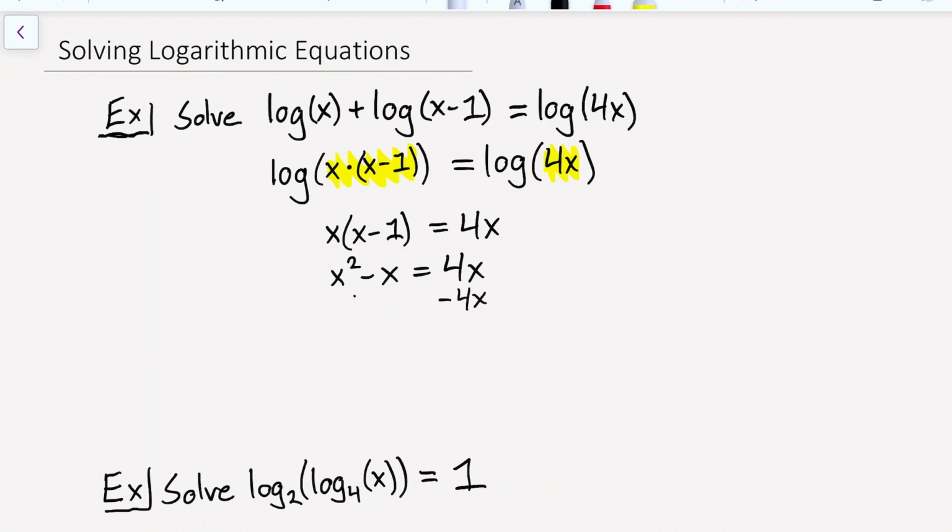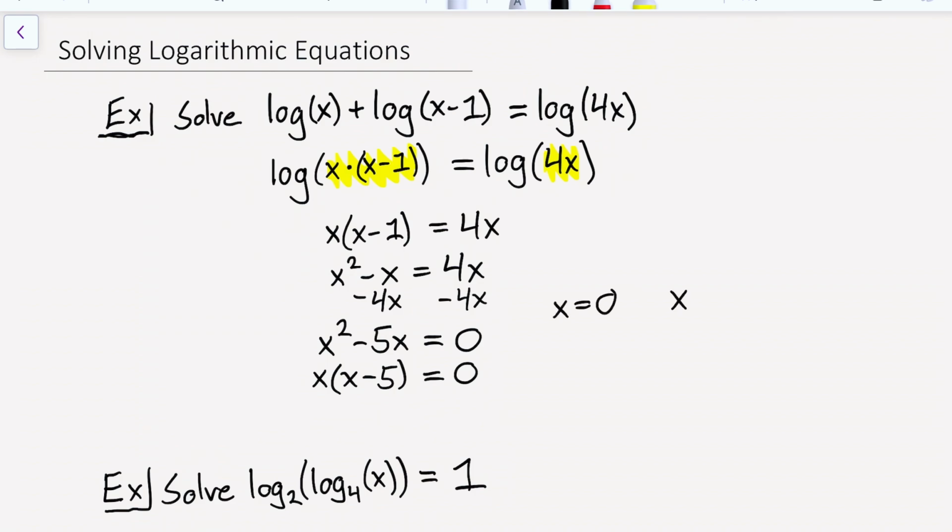If I subtract 4x from both sides, I get x squared minus 5x equals 0. Solving this by factoring, we get two possible solutions. Either x equals 0 or x minus 5 equals 0, which indicates that x equals 5.